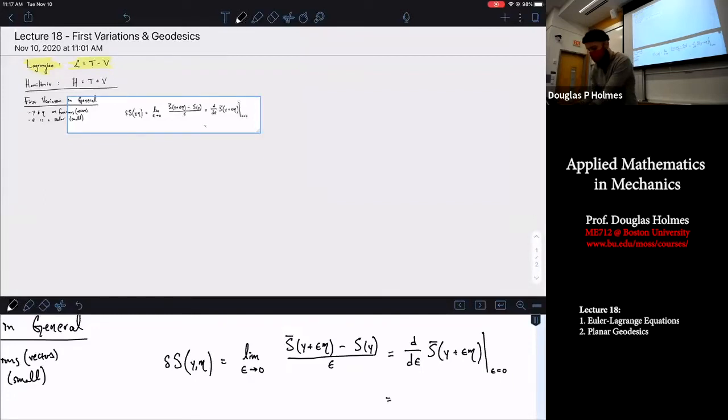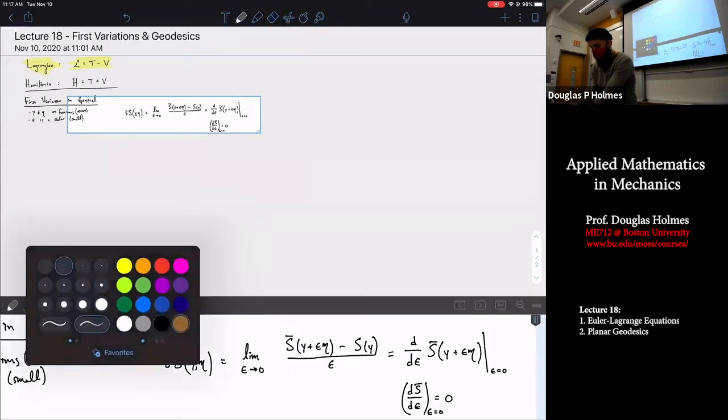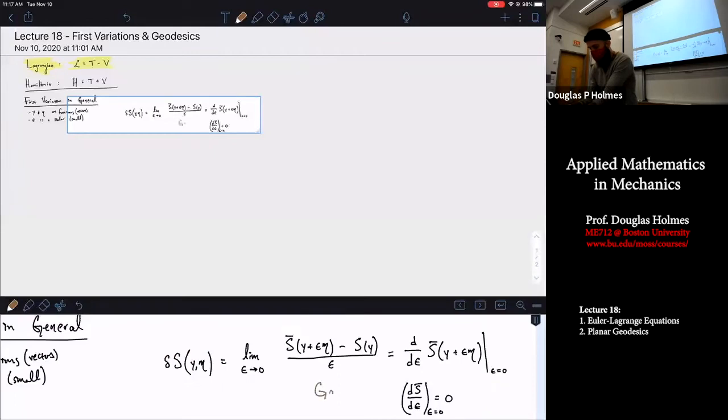You might see this written in a different way, in which we write d S bar, d epsilon, at epsilon equals 0. This is what's referred to as the Gateaux derivative, G with a little hat. Those of you well versed in calculus might recognize this as equivalent to the directional derivative as well.